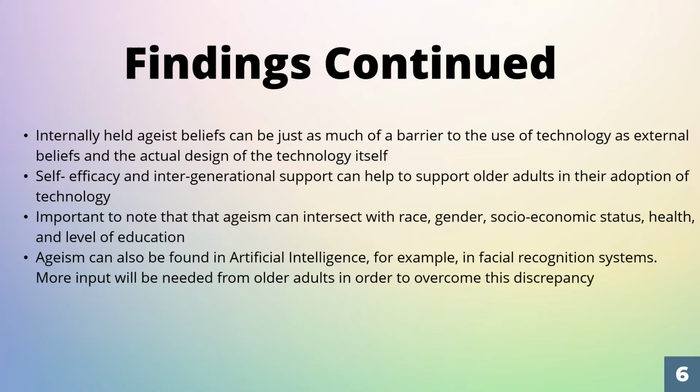It's important to know that ageism can intersect with race, gender, socioeconomic status, health, and levels of education. So ageism isn't something that exists only by itself. And finally, ageism can also be found in artificial intelligence, for example, in facial recognition systems. So more input will be needed from older adults in order to overcome this discrepancy.